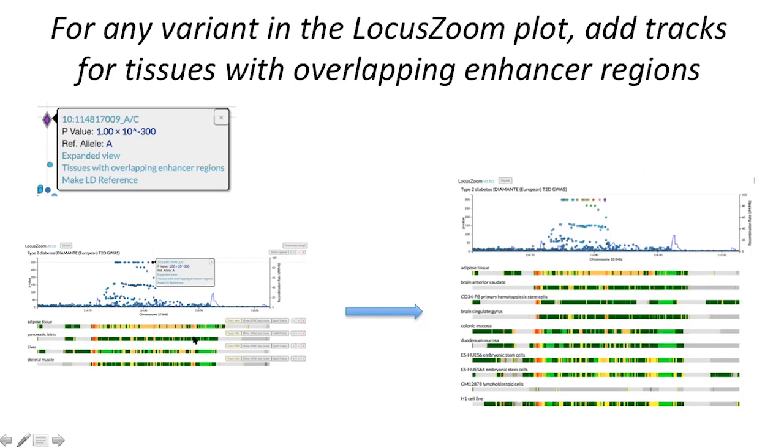So for example, on the left is the default LocusZoom plot. And then when we click the tissues with overlapping enhancer regions, we get a whole bunch. I didn't have room for all the tissues. There are many tissues in which enhancer regions overlap the position of that one variant. So this is a quick way of seeing which enhancers are, and which tissues could be relevant for the variant that you're looking at.